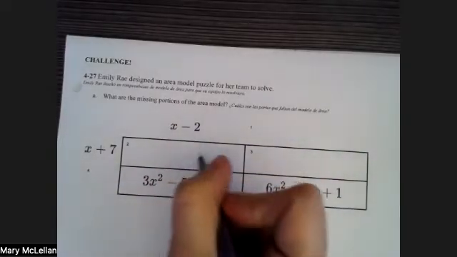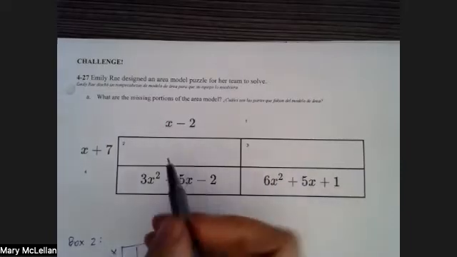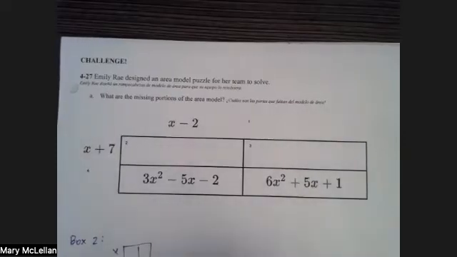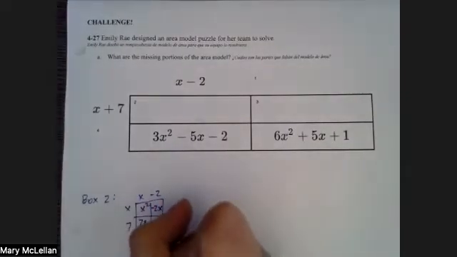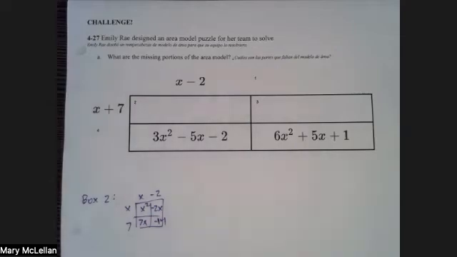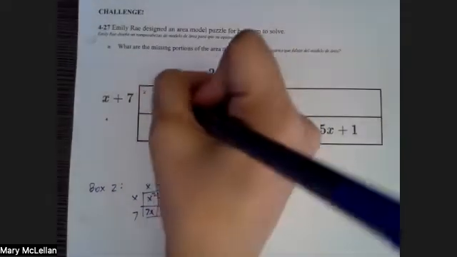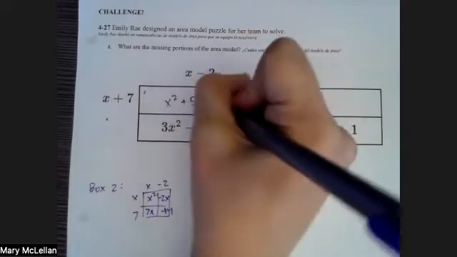Okay. I'm going to do this first. So I'm going to solve for this box first by multiplying x plus 7 and x minus 2. So box 2. I'm doing this one first because it looks the easiest to me because multiplication is easier than factoring. And this is the only one that doesn't require any factoring. Okay, I multiply those together, and I get x squared plus 5x minus 14.